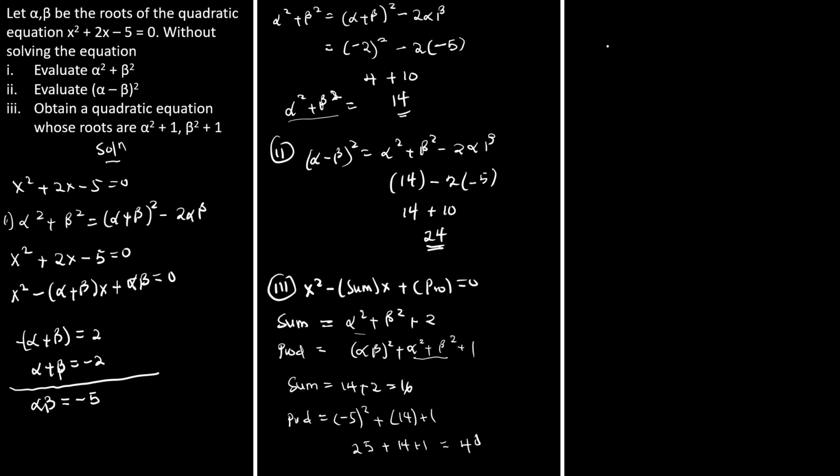So now when we put that in the equation, we're going to get x square minus the sum of roots. We had that to be 16x plus the product of roots, that is 40, is equal to 0. So now we have x square minus 16x plus 40 is equal to 0. And this is our final result. So indeed, we've been able to solve the question very well.